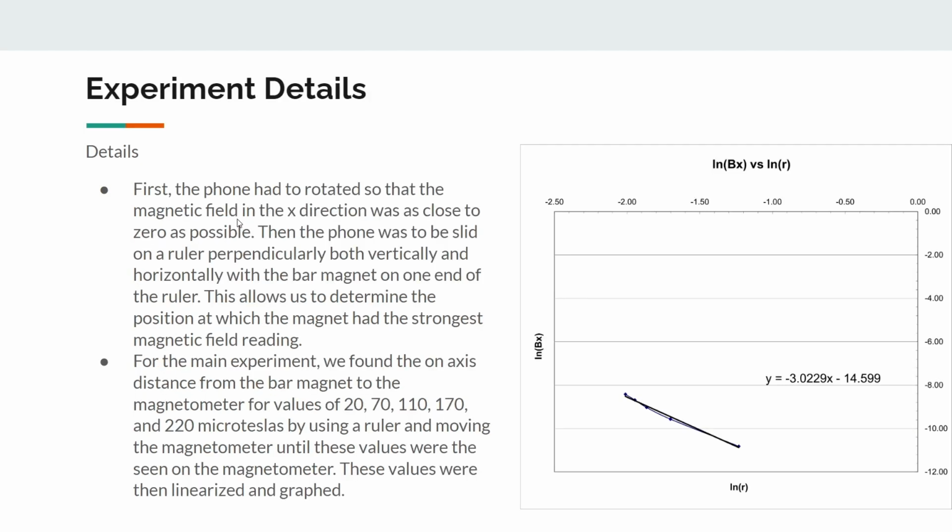For the experiment, first the phone had to be rotated so that the magnetic field in the x direction was as close to zero as possible. Then the phone was slid on a ruler perpendicularly, both vertically and horizontally, with the bar magnet on one end of the ruler. This allowed us to determine the position at which the magnet had the strongest magnetic field reading. For the main experiment, we found the on-axis distance from the bar magnet to the magnetometer for values of 20, 70, 110, 170, and 220 microteslas by using a ruler and moving the magnetometer until these values were seen on the magnetometer. These values were then linearized and graphed, as you can see here on the graph.